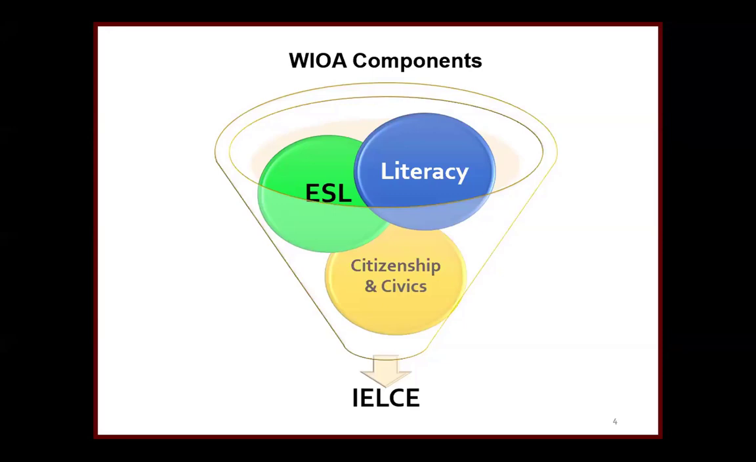And according to WIOA, it also has to include literacy. So literacy, by definition from them, is reading, writing, and speaking in English, but it also includes things like computing and solving problems in a way that would make you capable to run your family or to get a job or just to function in society. And then, of course, it can, according to WIOA, include workforce training.